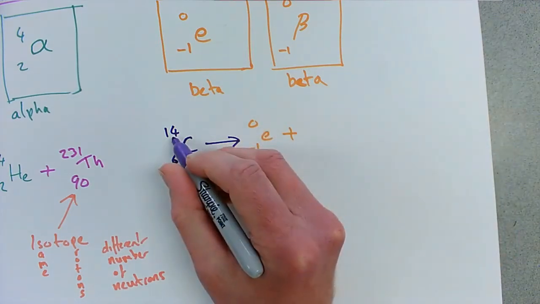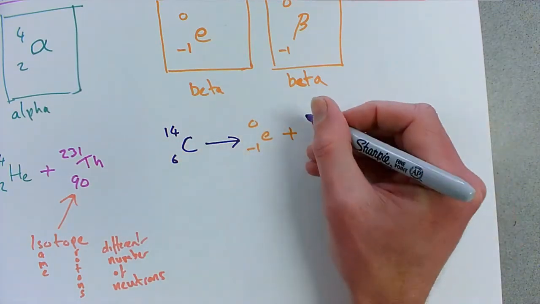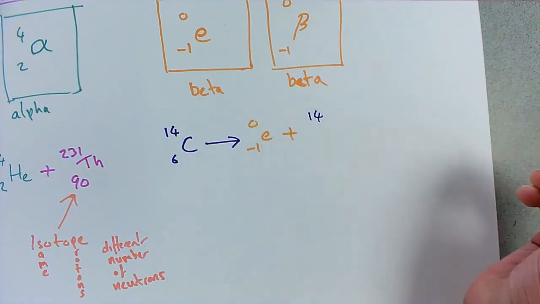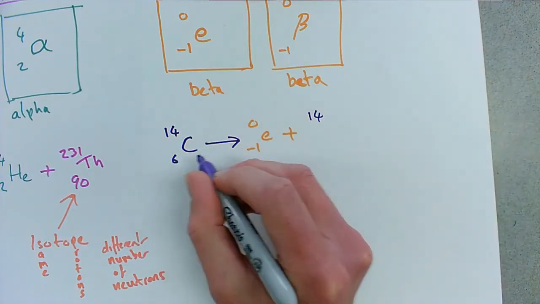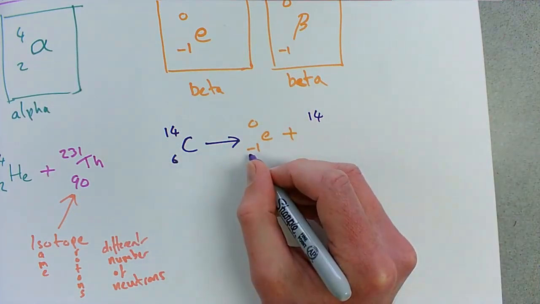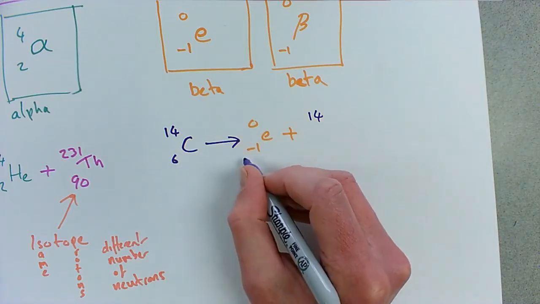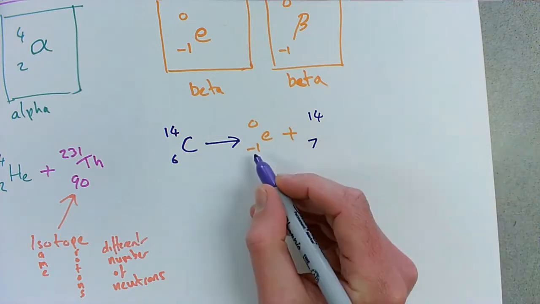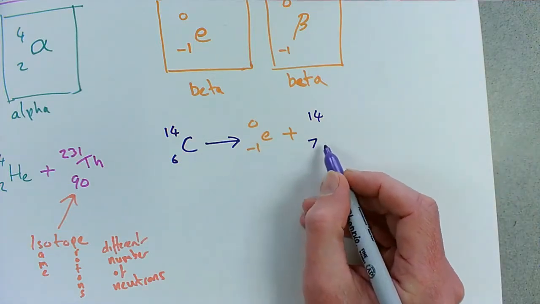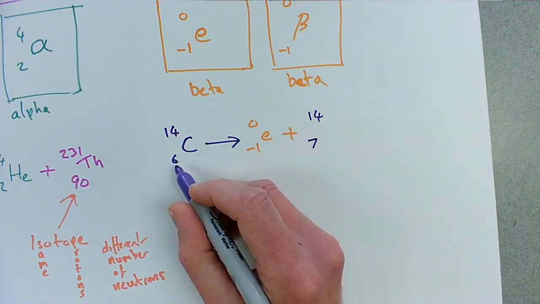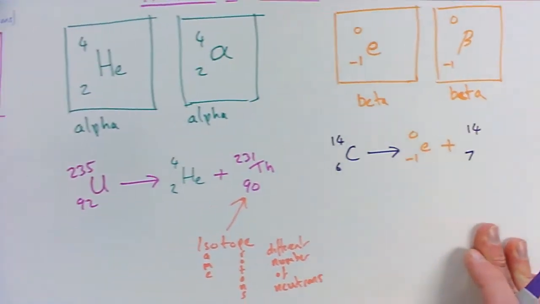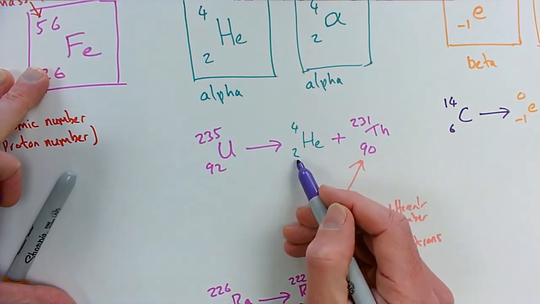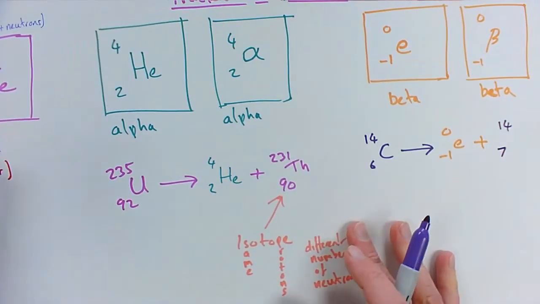Top number is easy. Look, 14, take away 0, leaves us 14 at the top still. 6, take away minus 1, 6 subtract minus 1 gives us 7. I guess we can check this by 7 plus minus 1 is 6. That balances. A bit like we did on the other side, we can check 90 plus 2 is 92.